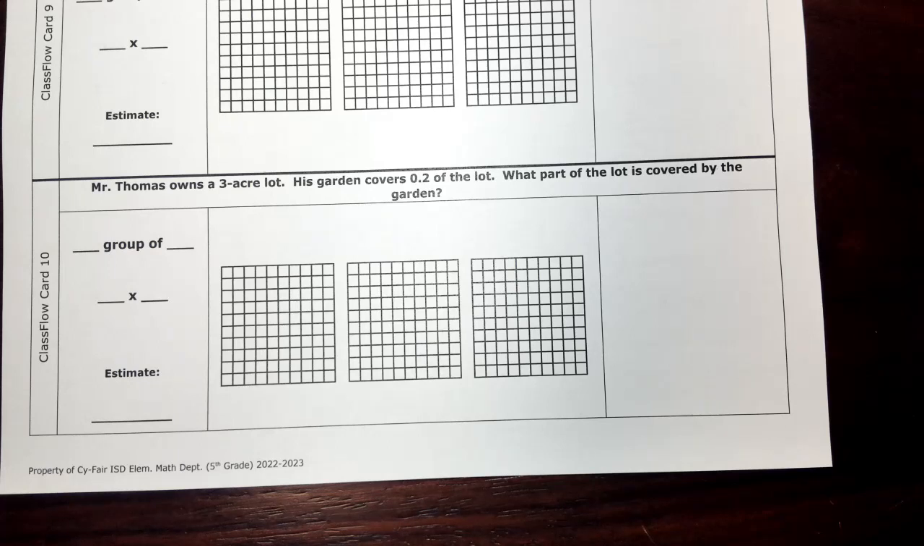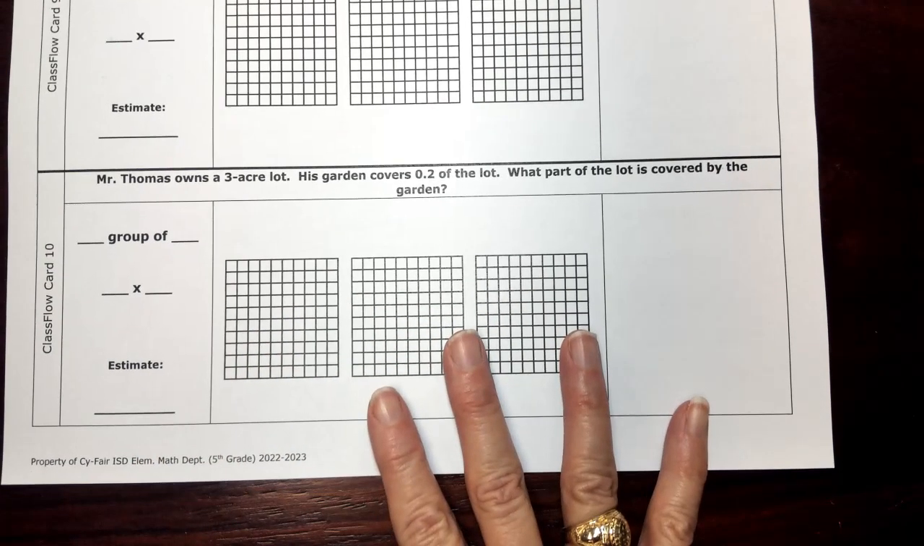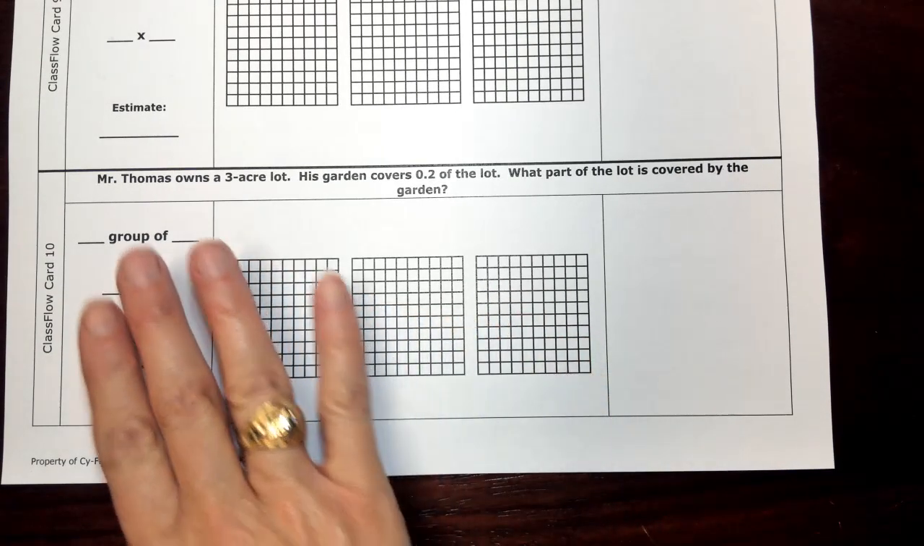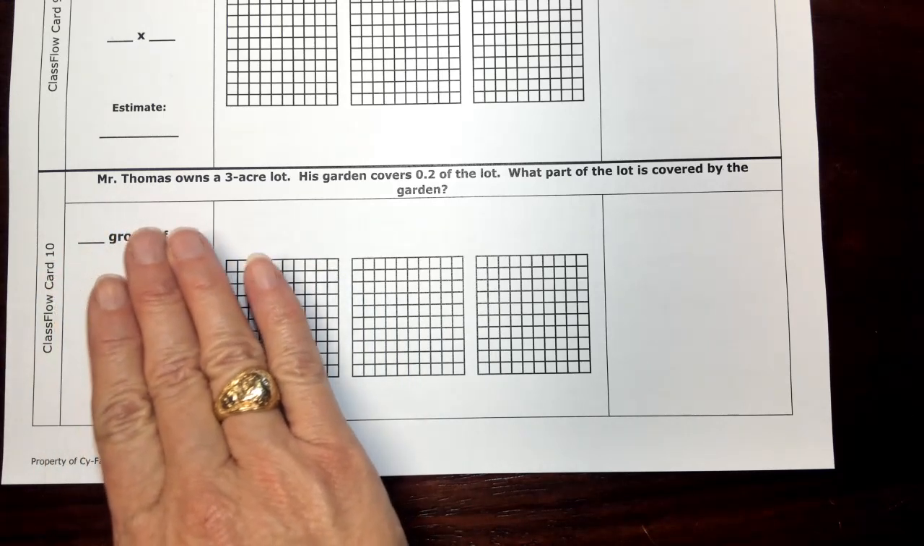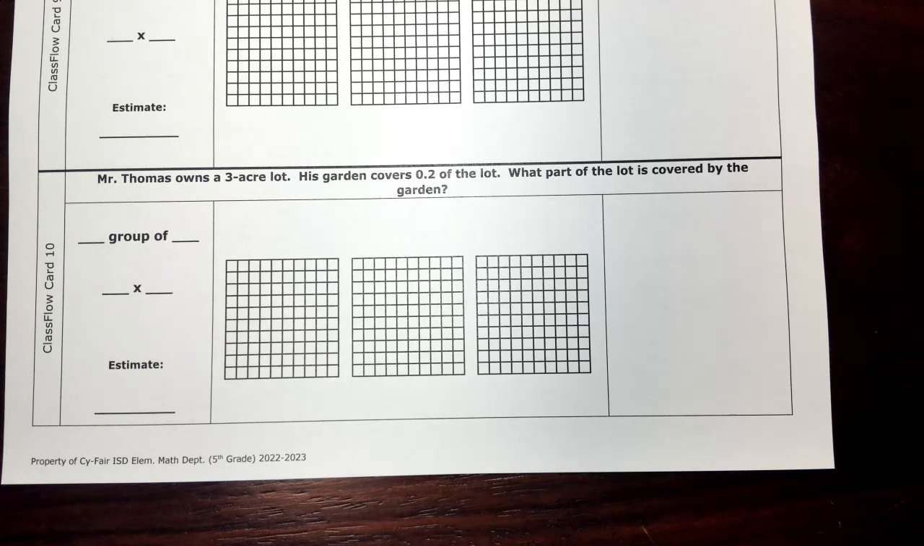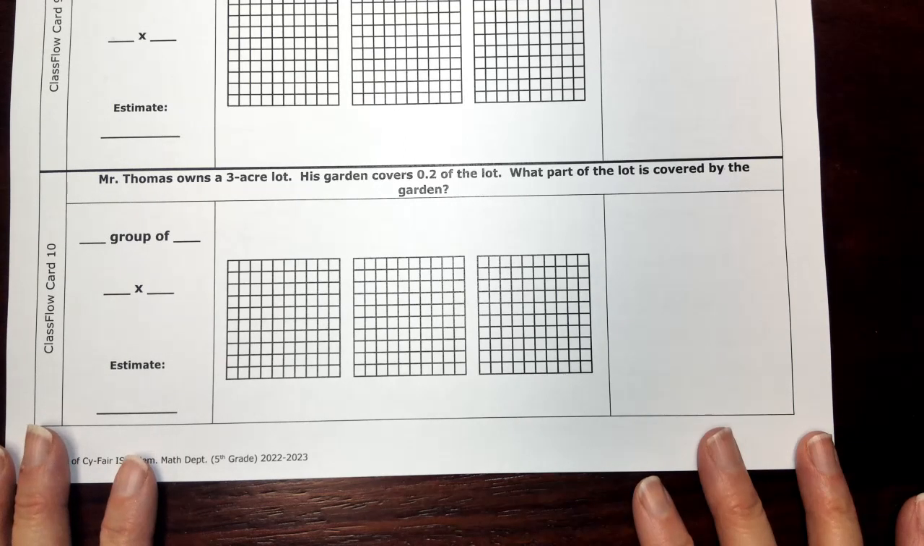On number 2 together. And so taking your paper, read along with me. It says, Mr. Thomas owns a 3-acre lot. His garden covers 2/10 of the lot. What part of the lot is covered by the garden?